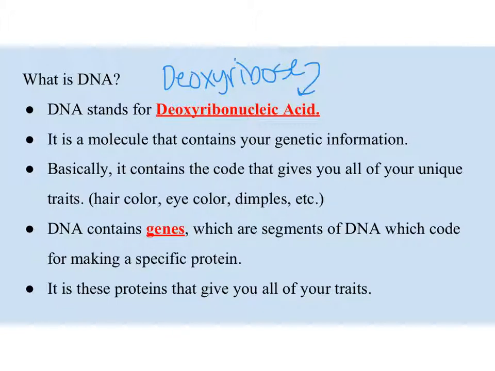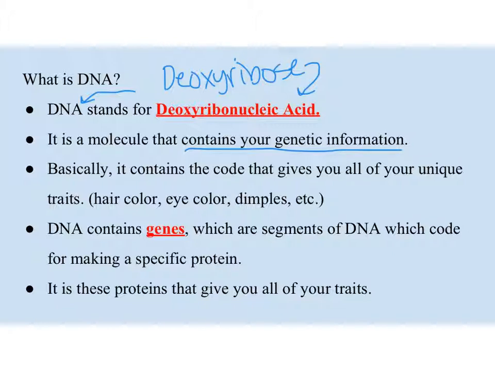Now, it is a molecule that contains your genetic information. So basically everything which makes you who you are, your hair color, your eye color, if you have dimples, if you have 2 eyebrows, or do you have a unibrow, do you have a hitchhiker thumb, everything that makes you who you are, it's all contained in your DNA molecules, which are within your nucleus in all of your cells.